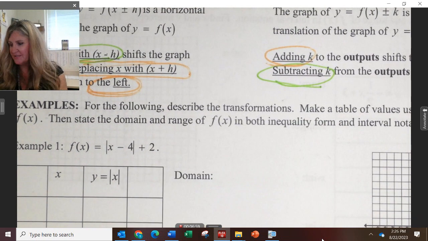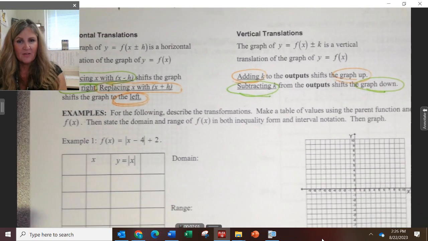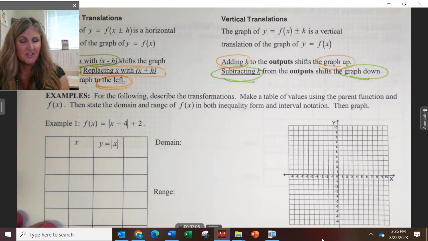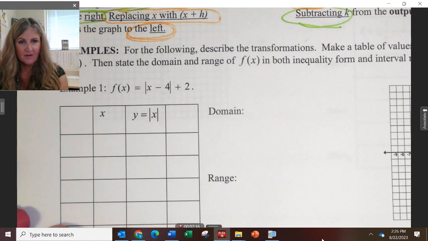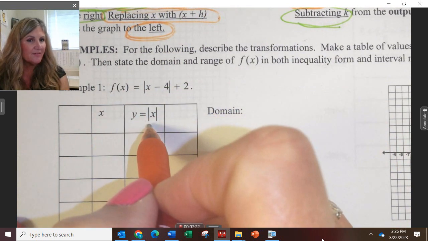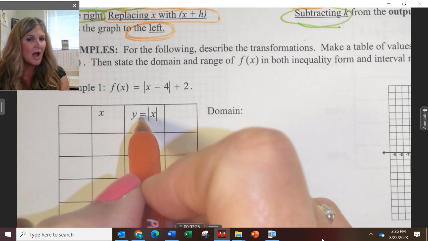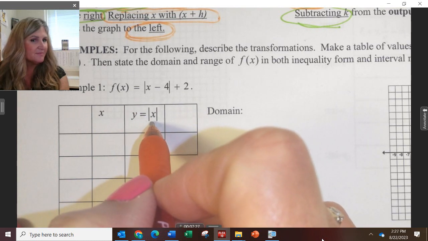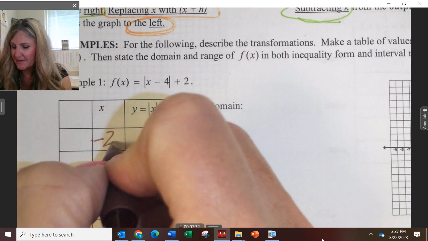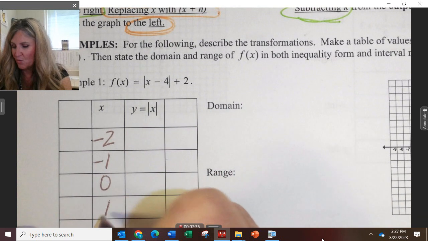All right, we're going to do an example now. For the following, describe the transformations. Make a table of values using the parent function and f of x. Then state the domain and range of f of x in both inequality form and interval notation and graph. All right. This is the whole entire function, but we just want to look at the parent function. The parent function is y equals the absolute value of x. We're going to make the table of values always using just -2, -1, 0, 1, and 2.